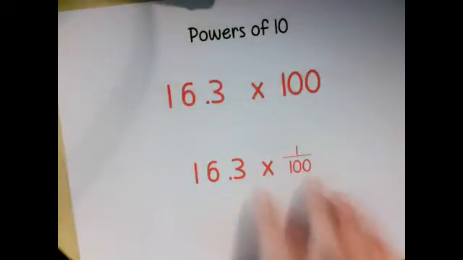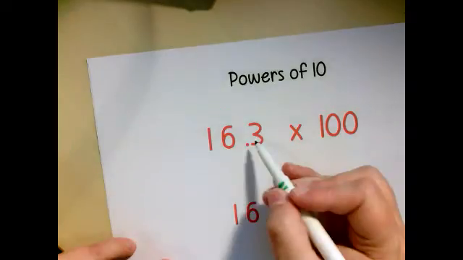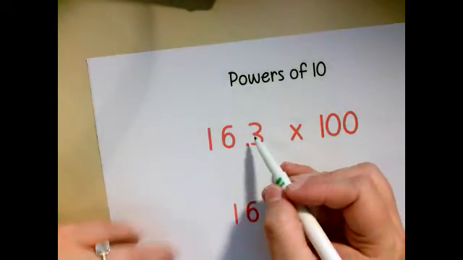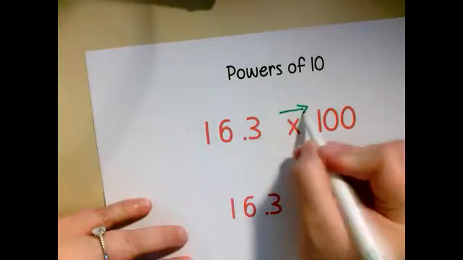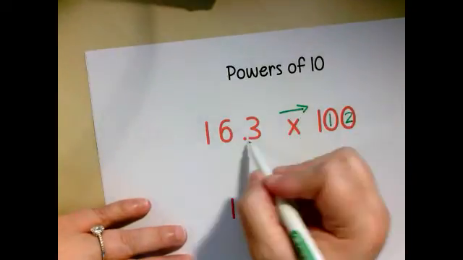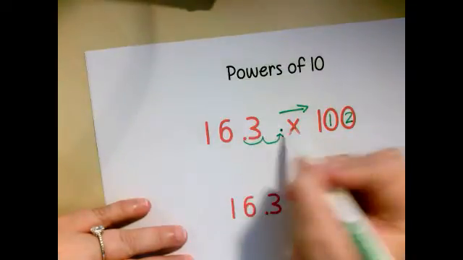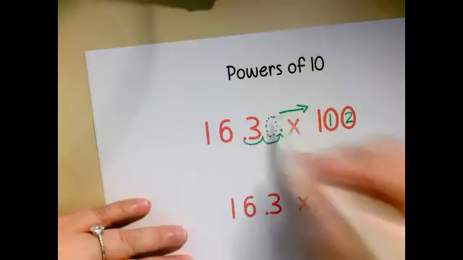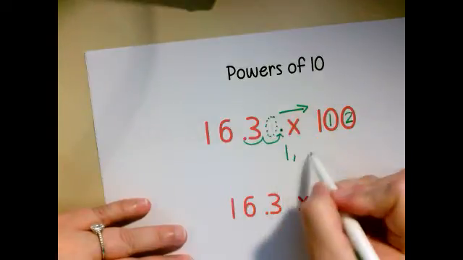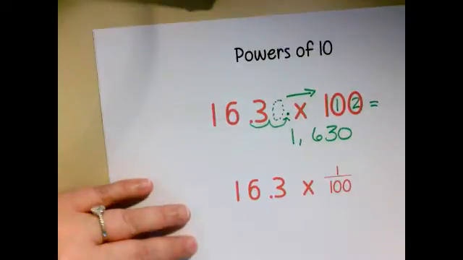Here's another one. We're going to work this quickly here. I think you're probably catching on very quickly. Multiplying, we're moving to the right. And here we're going to go to the right 2 times. So 1, 2. And I've got to put a placeholder 0 in here. So that's going to be 1,630 is my product there.